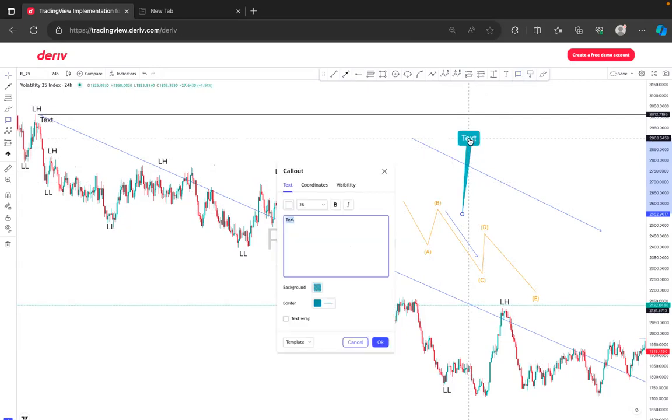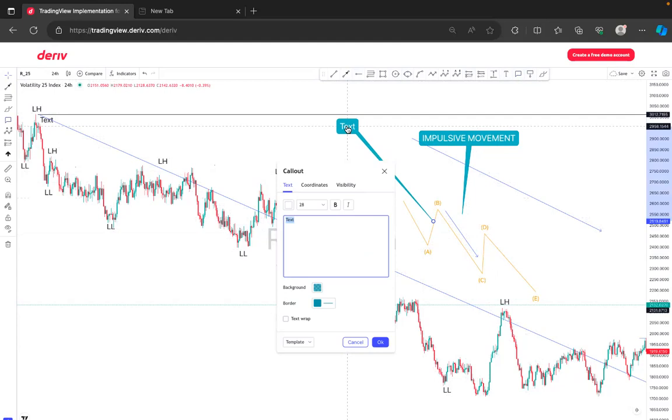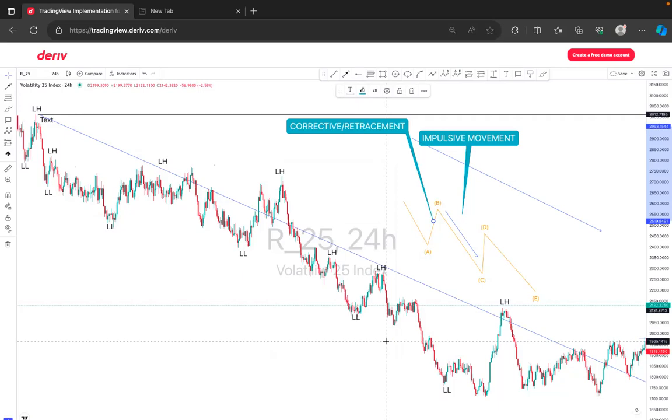impulsive movements. Any movement going in the direction of the trend is called an impulsive movement. You understand? It's good to trade the impulsive movements. It's not good to trade the corrective movements. What I mean by corrective movement is the one going against the normal trend of the market. The other term for it is corrective, or you can say retracement. You understand? Let's digest this little by little. Do we understand that now?